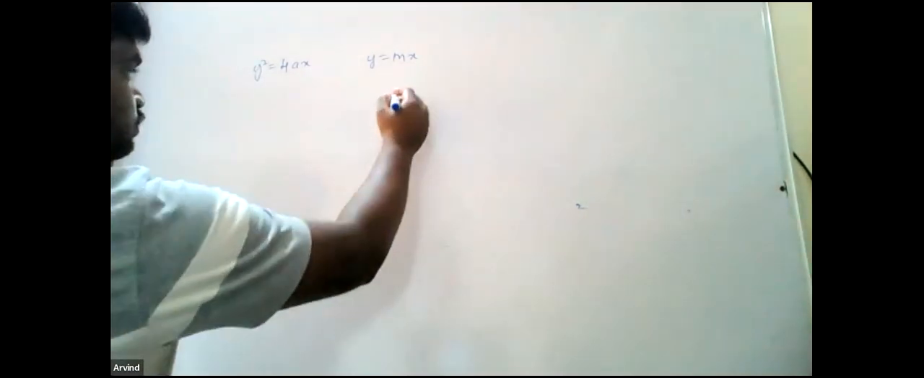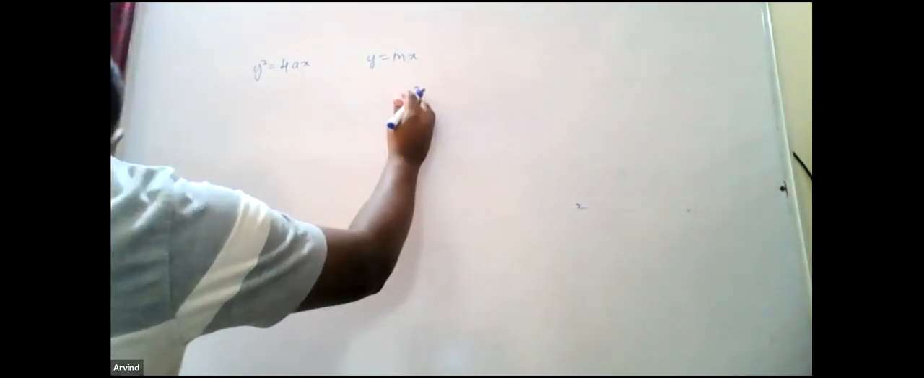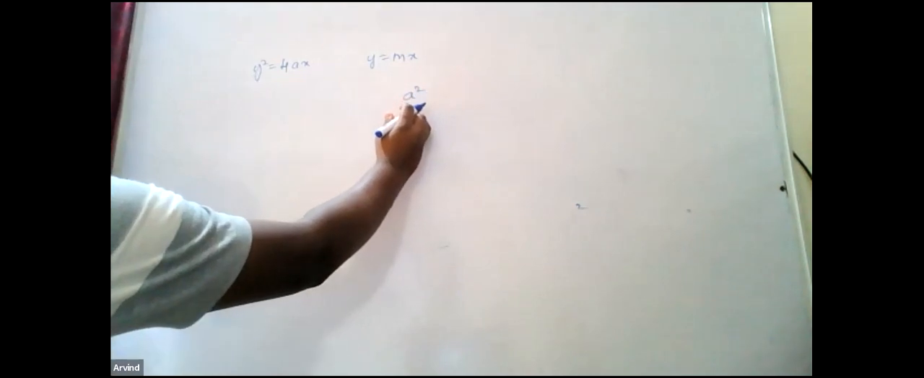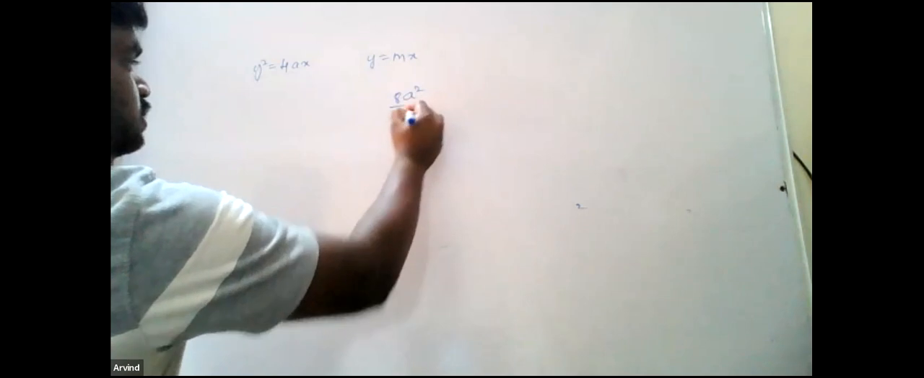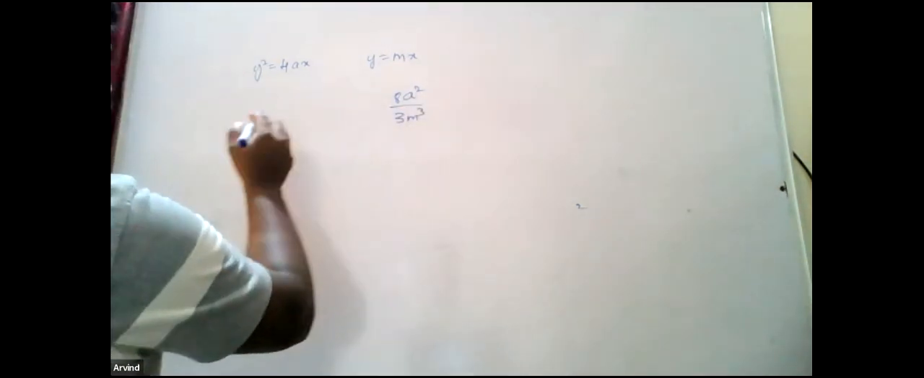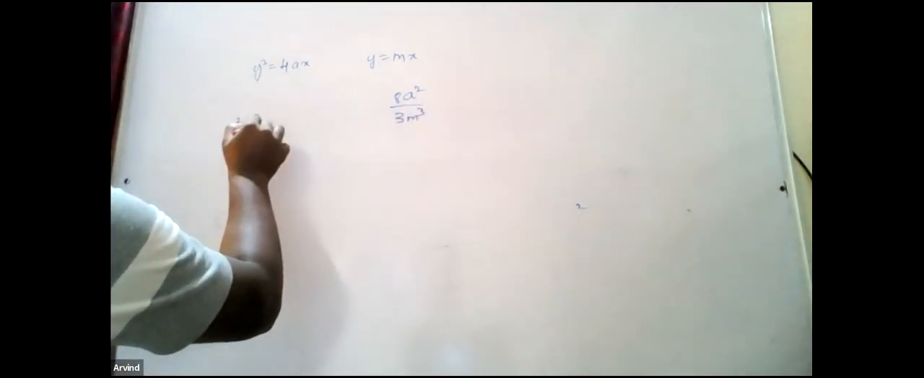If these are the two curves, I gave you the formula. It is 8a square by 3m cube. This is the formula that I gave. Here the question is y square is equal to x and 2y is equal to x. So let's get it in the standard form.